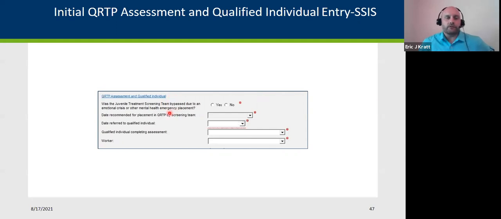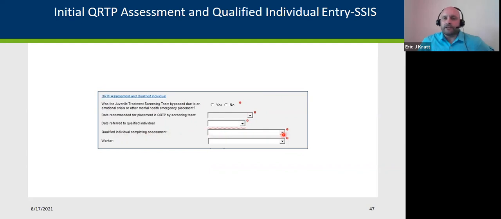The first question is, was the juvenile treatment screening team bypassed due to an emotional crisis or other mental health emergency placement? Workers will answer either yes or no. The date recommended for placement in QRTP by the screening team. Workers will click on the dropdown and select the date. Workers will also enter the date referred to a qualified individual in the corresponding field. And the qualified individual completing the assessment can be brought in through a dropdown.